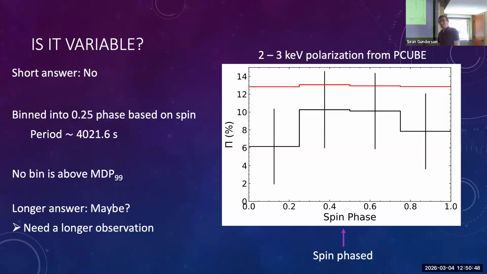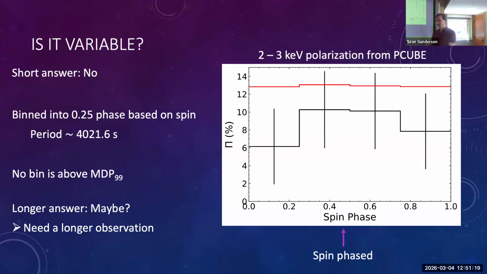The long answer is maybe we did, but we just need more exposure to actually see it go above MDP 99. Because it's possible that there is, say, 10% or 11% polarization in this bin. We just statistically can't say that that's a real detection. So we know that we have 2 to 3 keV polarization. That polarization is going to be off the surface near the column, and that we see no spin modulation.